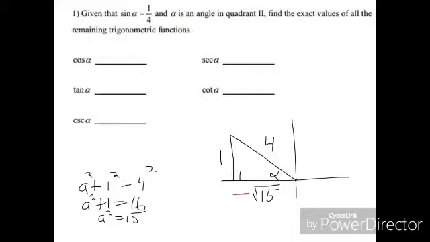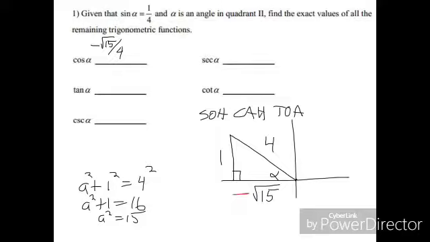Now that we have our triangle for alpha, cosine, tangent, cosecant, secant, cotangent, those should be pretty easy knowing SOHCAHTOA, which I'll write down as well. SOHCAHTOA. Nice way to remember that sine is opposite over hypotenuse. That's 1/4. We already know that. Cosine is adjacent over hypotenuse. That would be this. So we can write down cosine. It's negative square root 15 over 4.